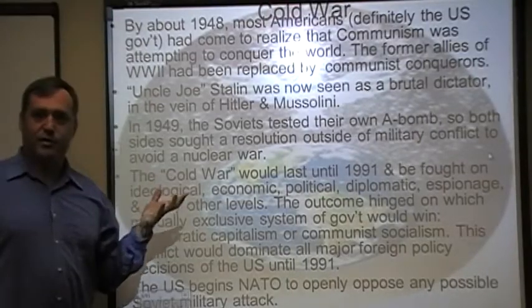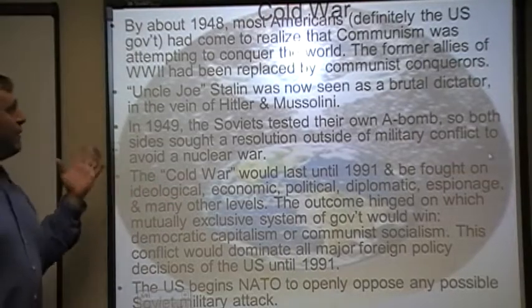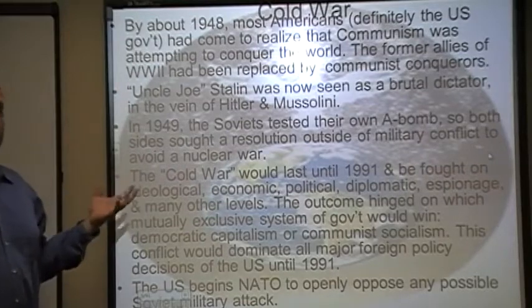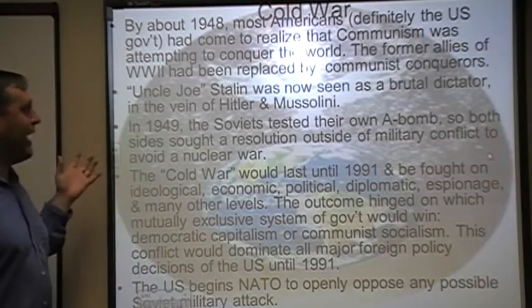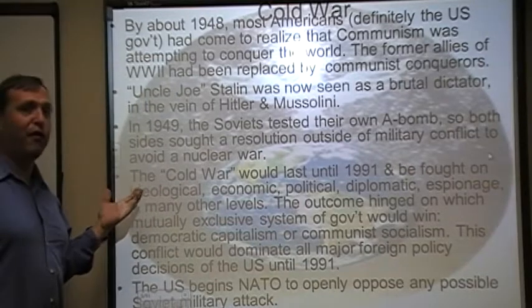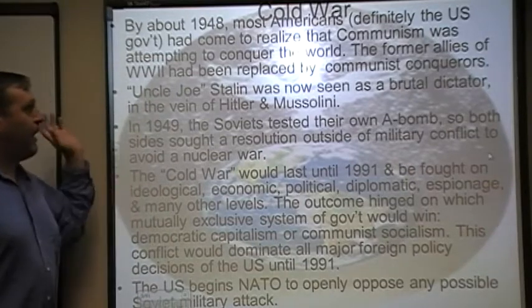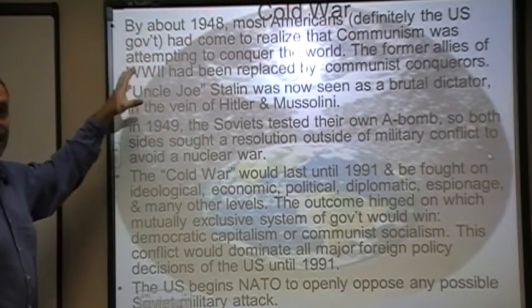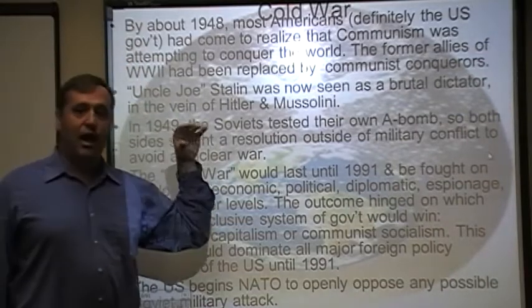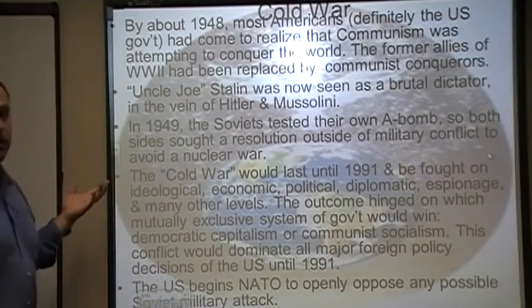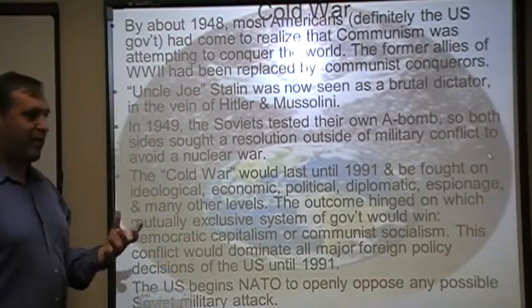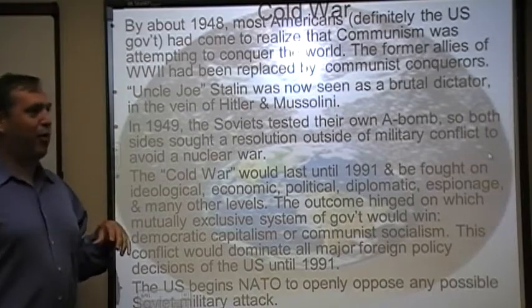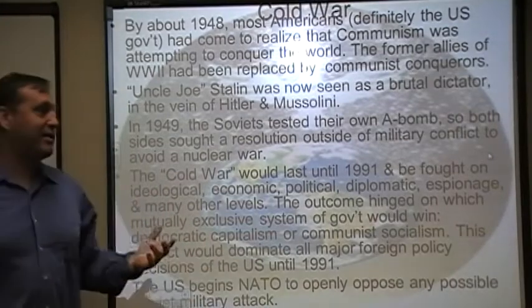So what you're going to have as a result of this is the Cold War, right? By about 1948 or so, most of the American public, and actually the United States government a couple of years before, realized that communism was making a pretty overt attempt to conquer the world. And these guys that had been viewed as allies during World War II were now ever more seen as communist conquerors. The epithet that the U.S. government had used for propaganda purposes for why are we allied with a dictator like Stalin was Uncle Joe.